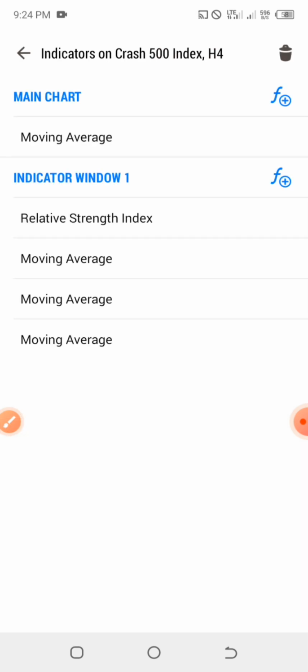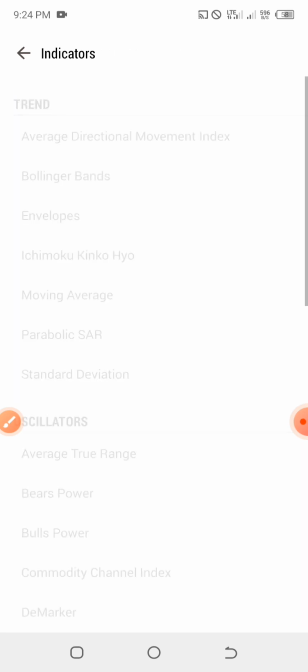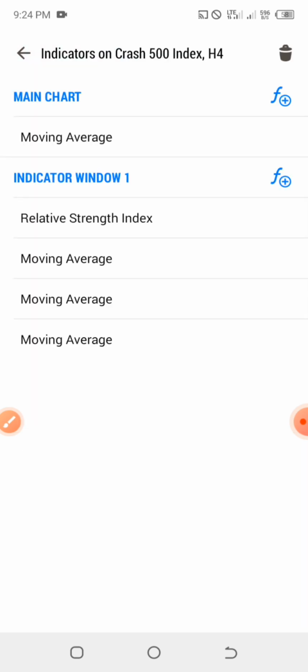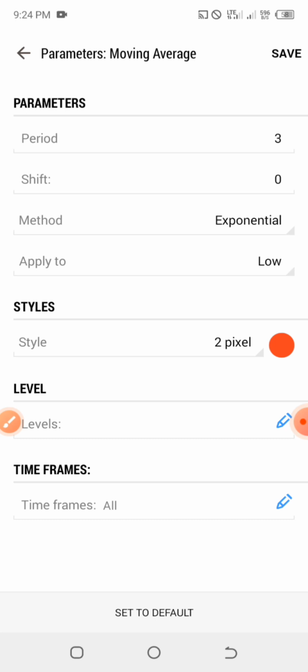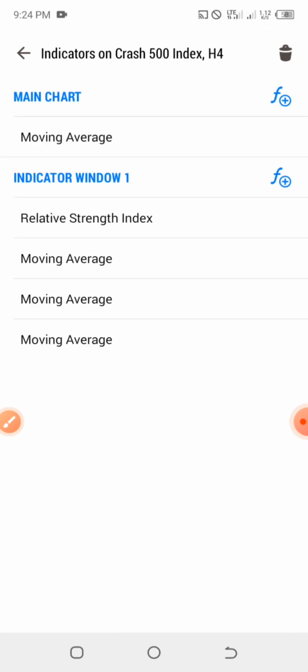Now we need to add another 2 moving averages. So click on the F plus and search for your moving average. Click on the moving average, and these are the parameters for the moving average. The period is 30, the shift is 0, the method is exponential, applies to low, and for the style, I'm going to be using the black color. When you set everything up like this, click on done, and then you are good to go.